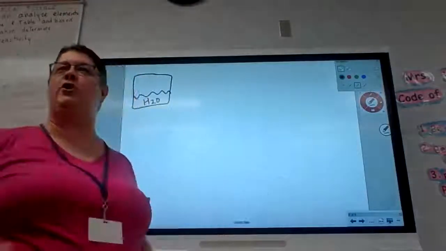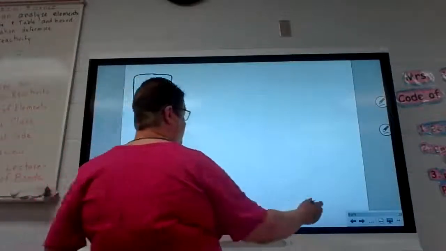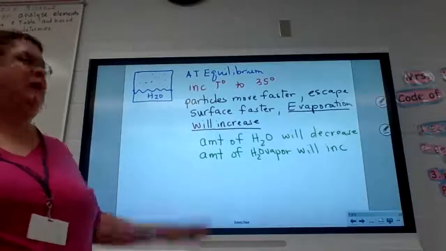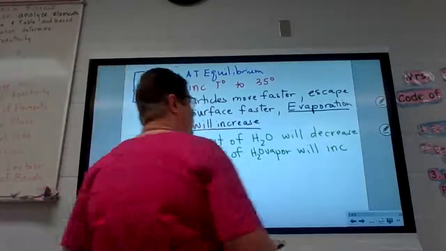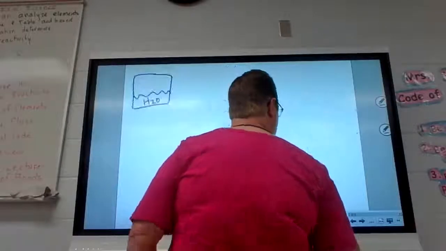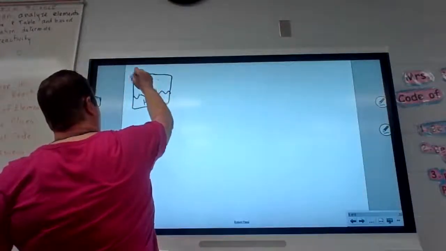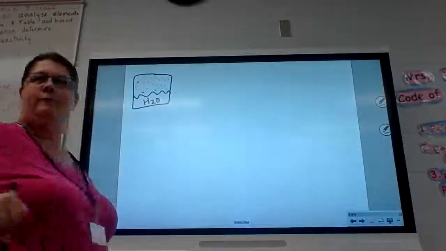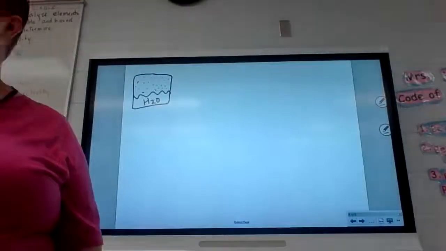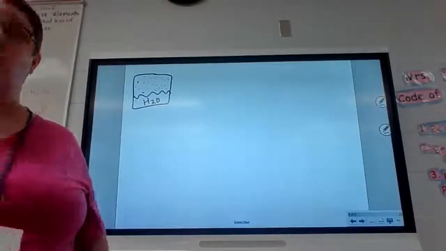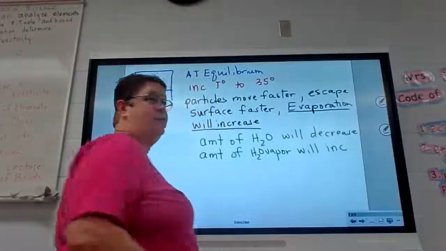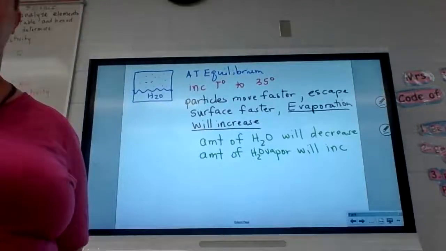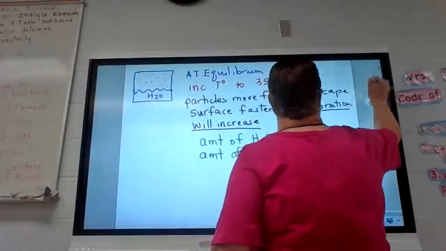So, if the temperature went up, evaporation increased. You said I made more vapor. So, if I have more vapor up here, what's going to happen? Not equal. We're not at equilibrium anymore. Let me go back here because I just assumed something and I probably shouldn't. Are we at equilibrium anymore? No. Okay. I assumed y'all knew that, but maybe I should write that down.